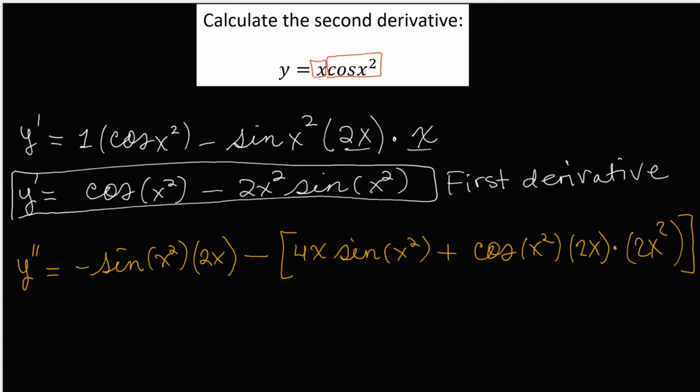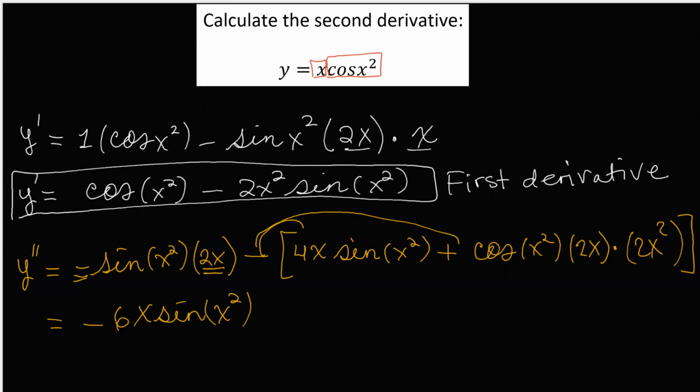Well, we could go ahead and clean this up. Here we see 2x, negative 2x. And then when you distribute this into there, that would be negative, and that would also be negative. So I will have negative 2x sine of x squared minus 4x sine of x squared. That would be negative 6x times sine of x squared. So that is our first set of like terms.